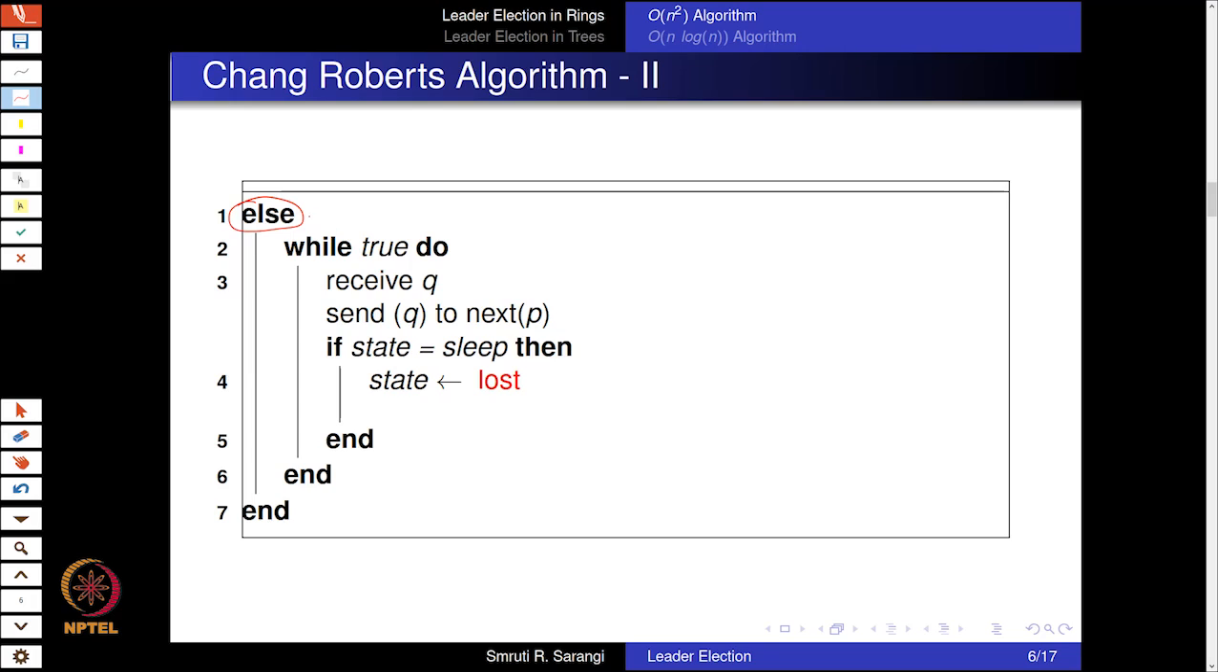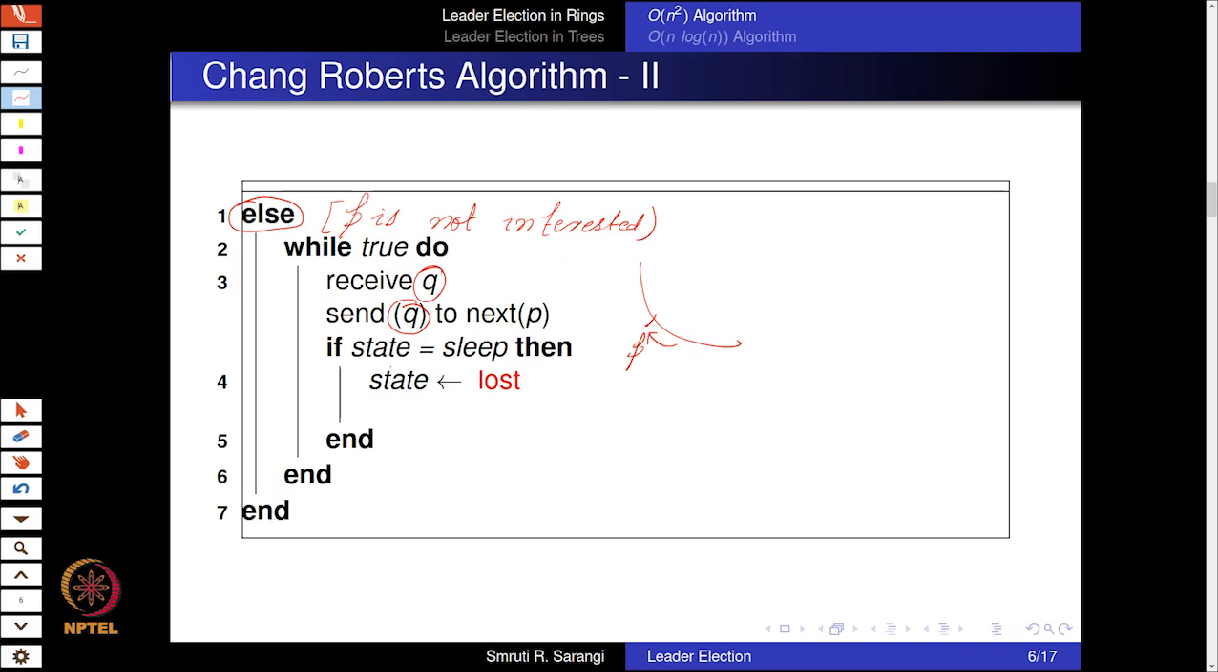And so if P is not the initiator, it basically means that P is not interested. P is not interested in becoming the leader, then of course there is no problem. So then what it does is that it receives Q from its anticlockwise neighbor and it simply forwards the value of Q that it gets to next P.